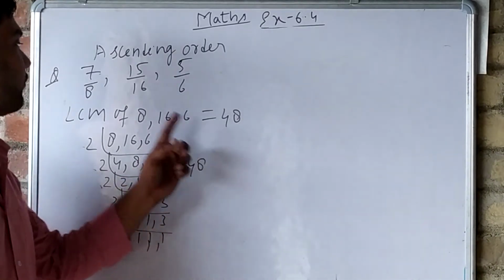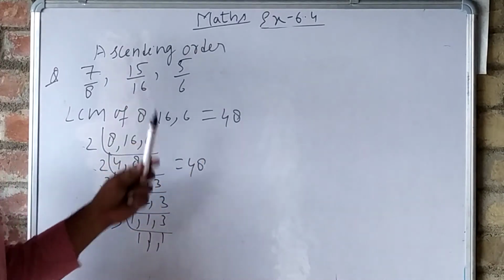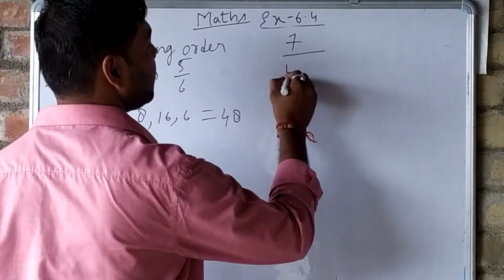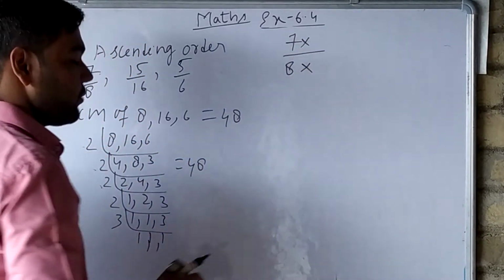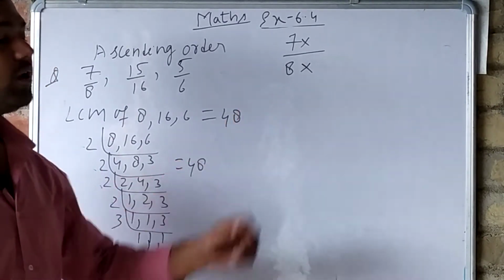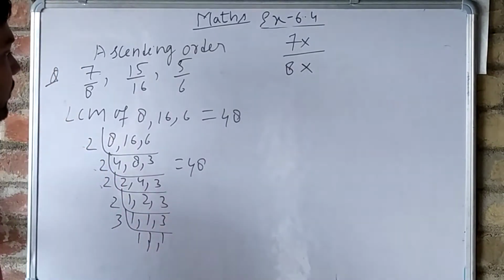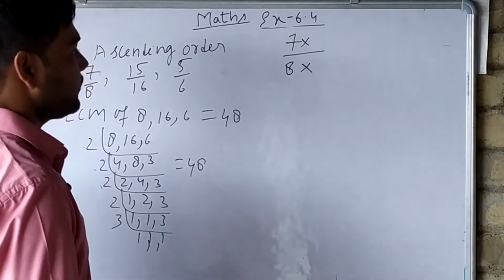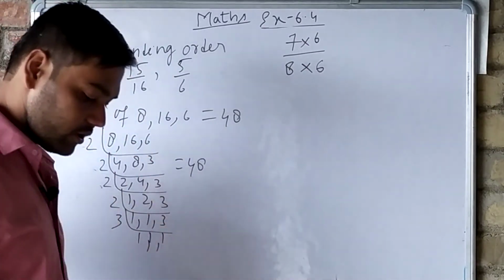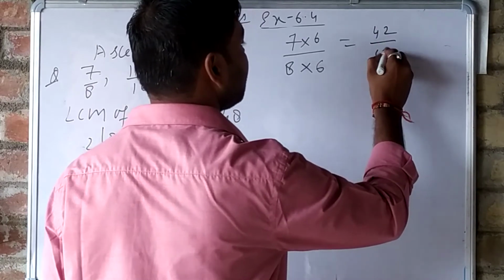So now we have to make the denominator 48 in each case. So see here, 7 upon 8. We have to multiply any value with 8 so that we will get 48. So we will start trying with the numbers. Where do we get 48? 8 6s are 48. So we will multiply 6 in numerator and denominator both. So 7 6s are 42 and 48.